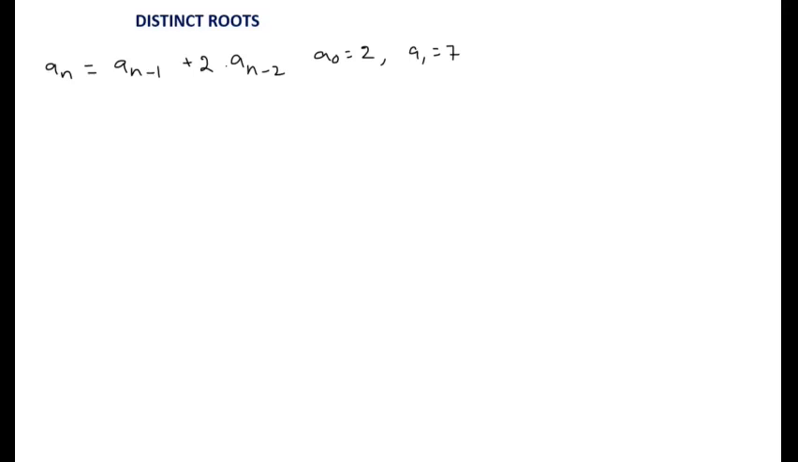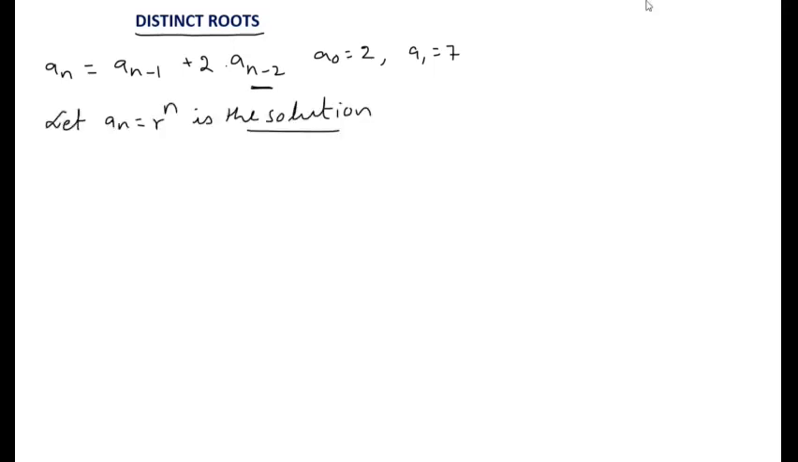Now we will see the next example, finding the solution for the given linear homogeneous recurrence relation if the roots are distinct. The given recurrence relation is a_n = a_{n-1} + 2a_{n-2}, and the initial values a_0 = 2 and a_1 = 7. This is a homogeneous recurrence relation with degree 2. By observing here we can say that.